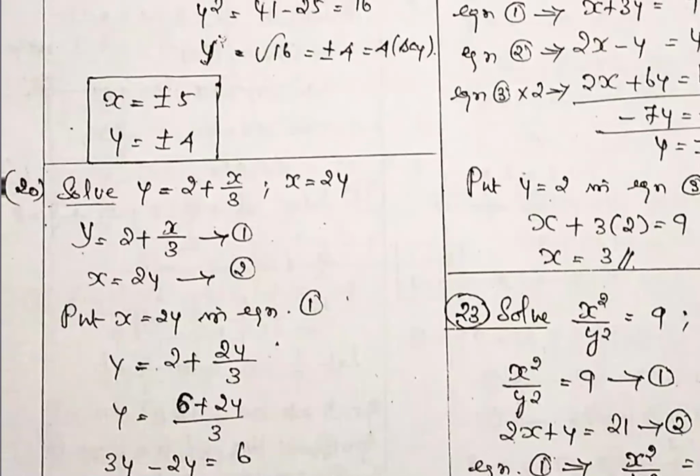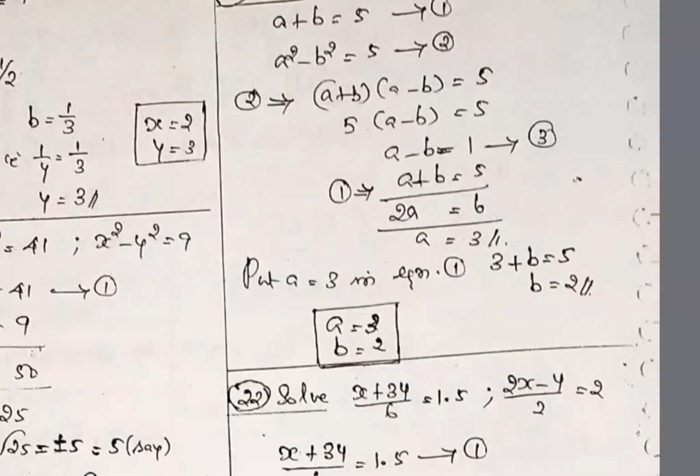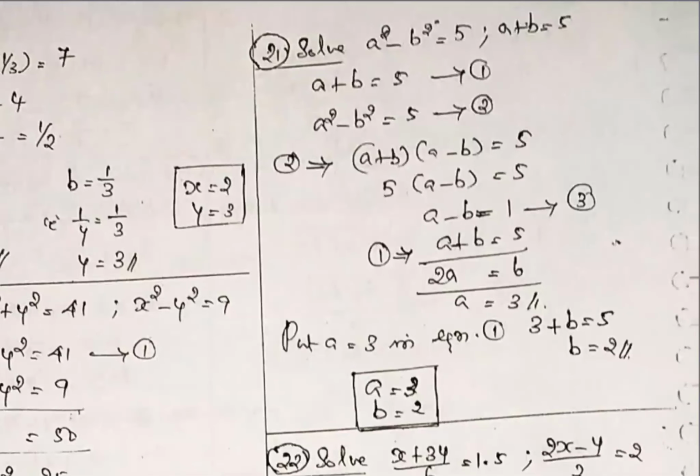y is equal to 2 plus x by 3, first equation. Second equation, x is equal to 2y. Put x is equal to 2y in equation number 1. You will get y is equal to 2 plus 2y divided by 3. So just substitute the second equation value in the first equation. Automatically you will get y is equal to 6. Again substitute in the second equation, you will get x is equal to 12. All a simple problem. So problem number 21, very important problem.